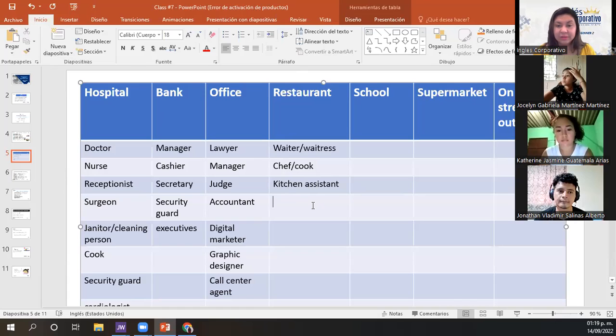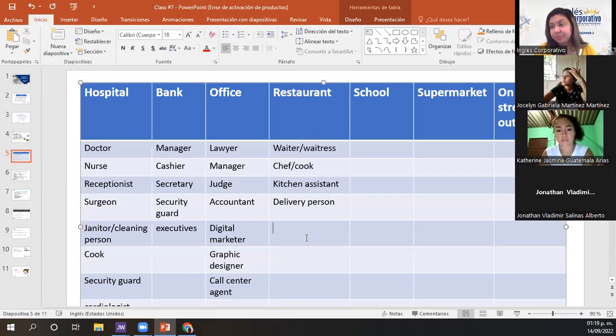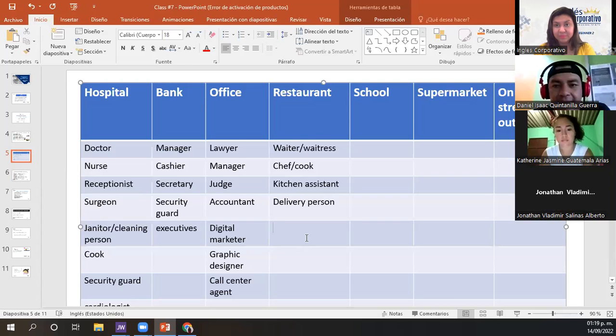La gente que hace envío, ¿cómo se diría? Delivery. Delivery. Yes. El que lava los trastes, ¿cómo sería? El lavatrastes. Cleaning person. Yeah, could be part of the cleaning staff. Cashier, don't forget it. And also an accountant.